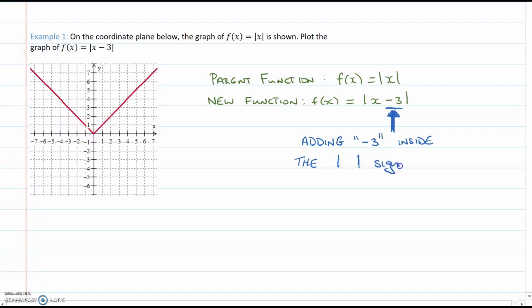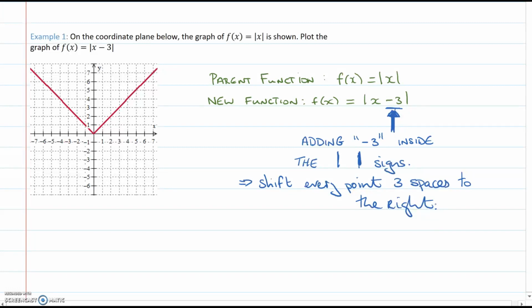Now, from the notes that hopefully you've been reading and studying, you'll know that when we add negative 3 inside the absolute value signs, this is a shift left or right. And what happens, in fact, is that if it's minus 3, we shift over to the right. So this is going to shift every point 3 spaces to the right, 3 units to the right.